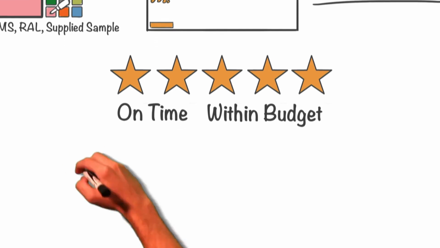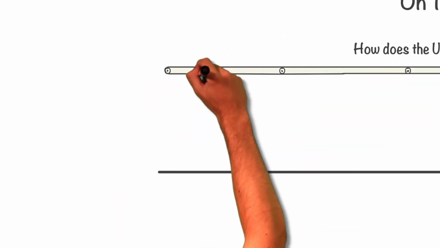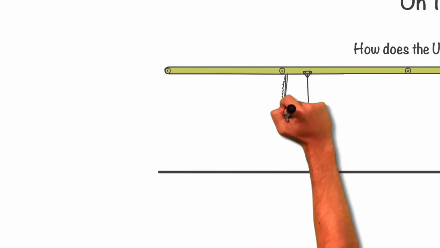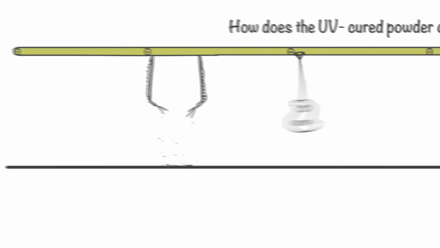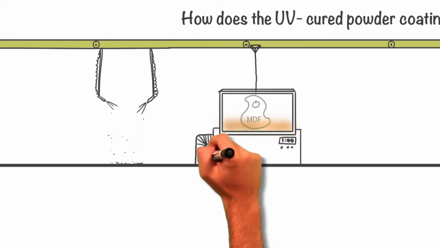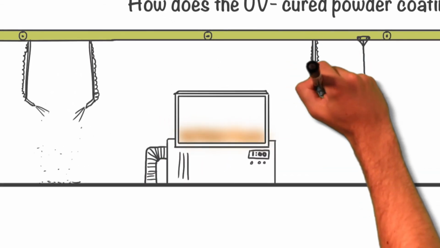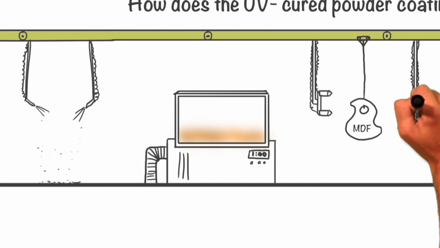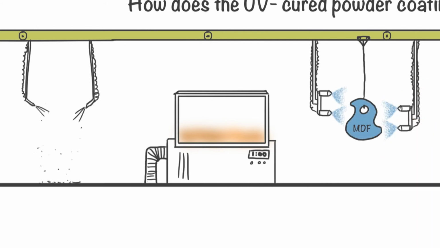So you may be wondering how the UV-cured powder coating process works. First, we hang the part on the finishing line. Second, we prep each part to remove any contaminants. Third, we preheat each part for 1 minute in a low-temperature oven. Fourth, we electrostatically apply powder to each part with computer-controlled spray guns to give a uniform consistency.